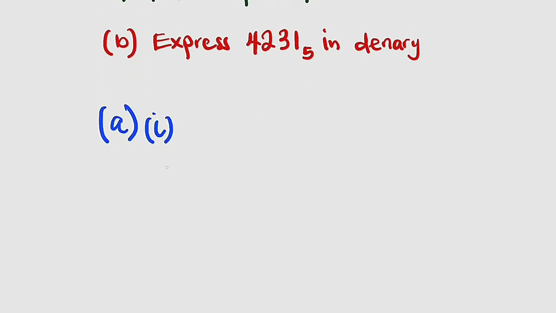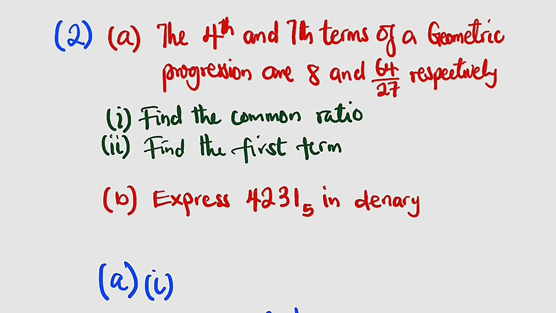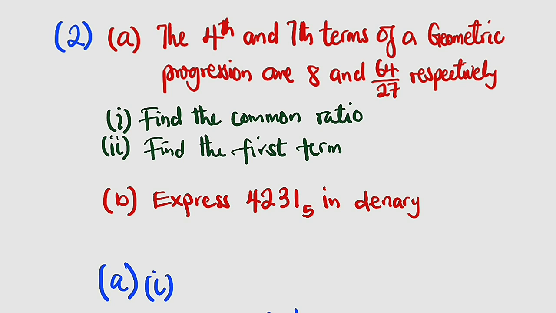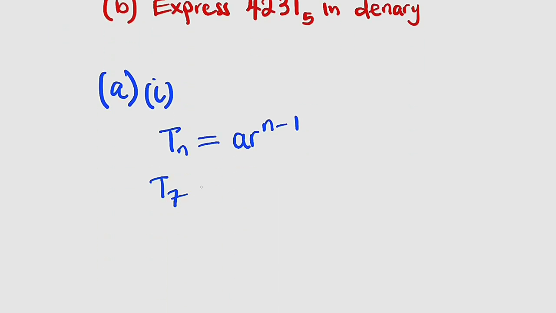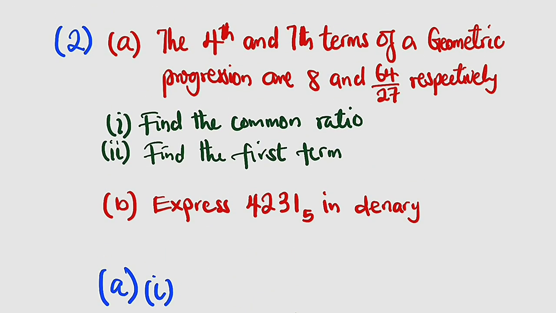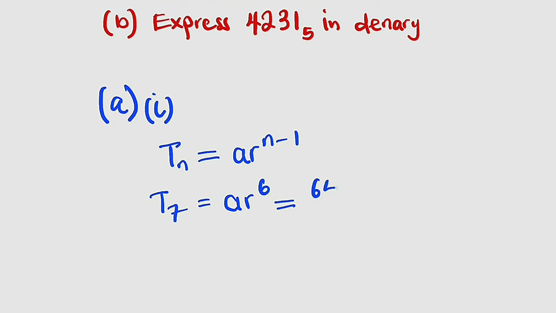We know that every single term in a geometric progression is given by Tn equals a r raised to the power of n minus 1. We have two terms given to us. I would like to start with the bigger term, which is term number 7. So T7 is equal to a r raised to the power of 7 minus 1, which is 6. It's given as 64 divided by 27.